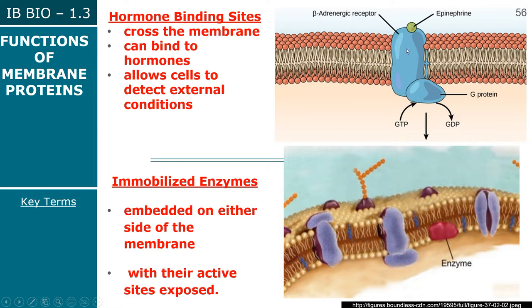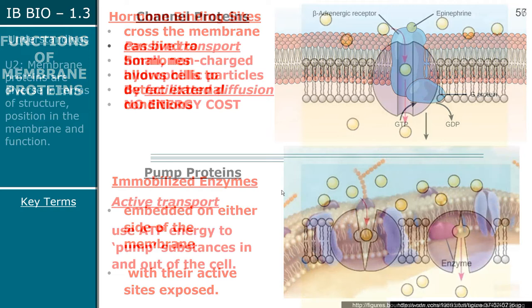So some of those integral membrane proteins are hormone binding sites. So insulin, when it's going through your body, it's finding insulin receptors and binding to those receptors to allow that cell to uptake glucose. The enzymes that we've been talking about in the small intestine, they're actually immobilized on the lumen of the intestine. So this has their active site exposed. They can be used again and again from where they are.